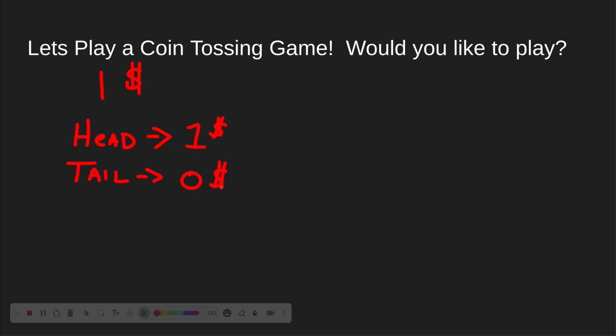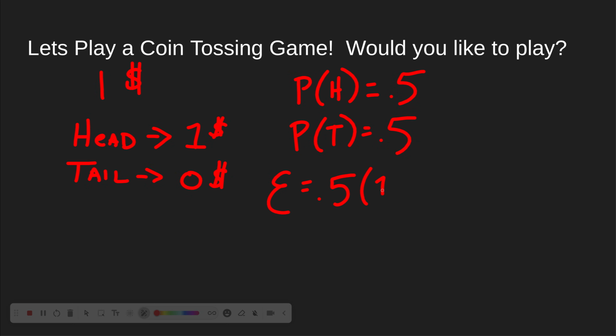What's the probability of a head? 50%. 0.5. What's the probability of a tail? 0.5. All right, now, what is your outcome if you get a head? You win $1. What is your outcome if you get a tail? $0. What's 0.5 times 1? 0.5. 50 cents. What's 0.5 times 0? 0.